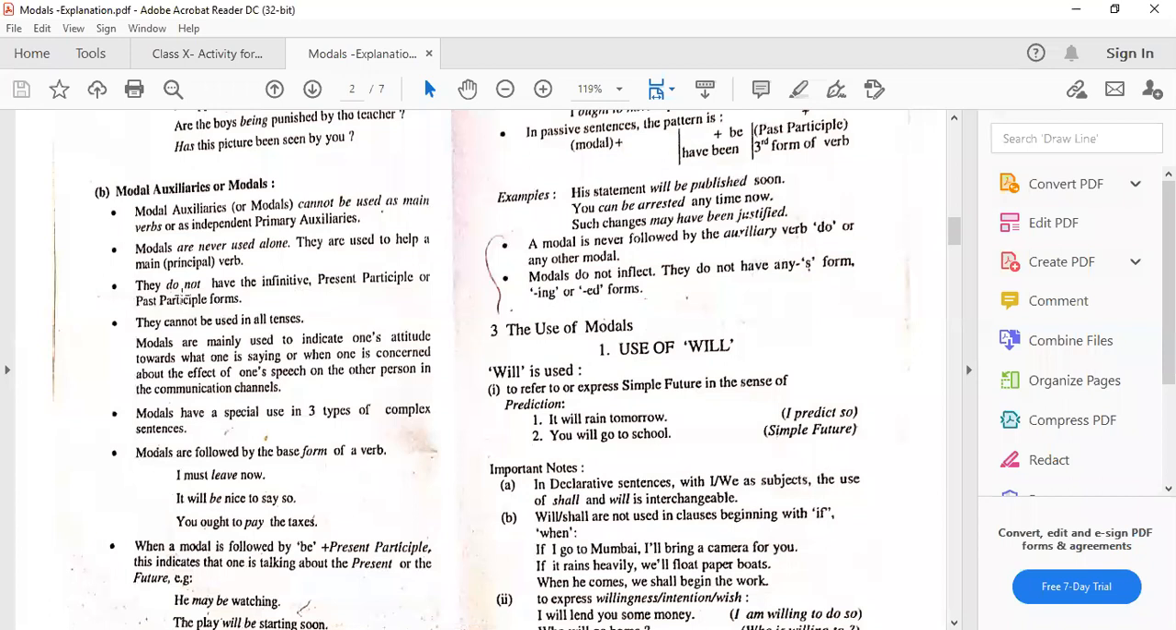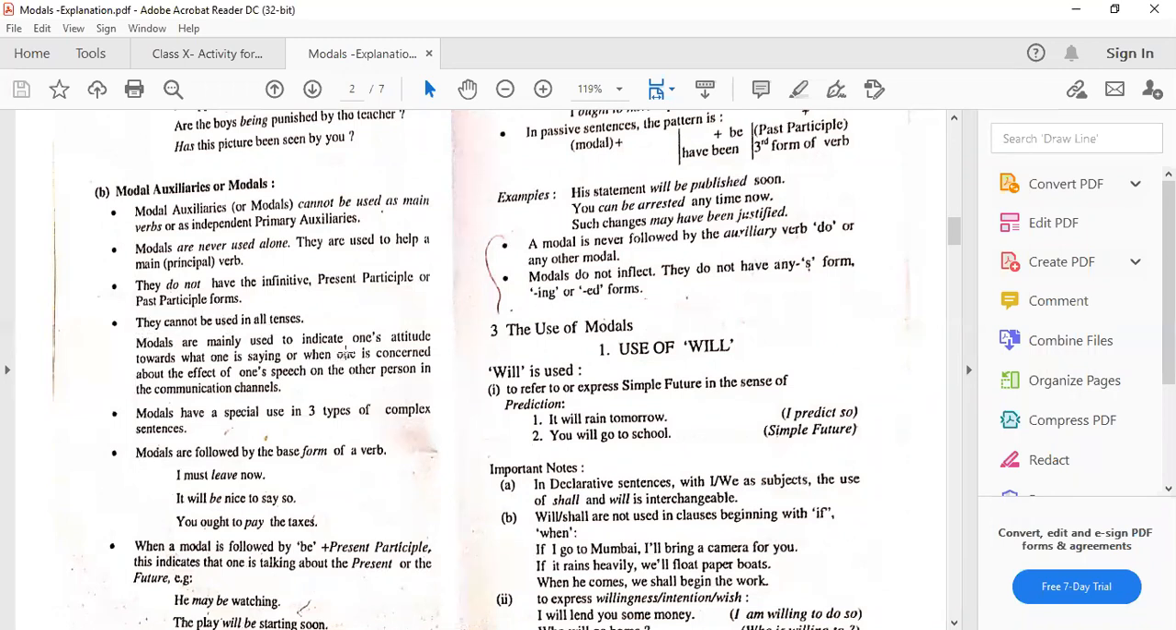The third point is that the modal verbs or the modal auxiliaries, they do not have any infinitive form. Infinitive form means 'to' plus first form, as we use. Present participle means first form with ing, and past participle means third form. They don't have infinitive, present participle and past participle form. Next, they cannot be used in all tenses. We cannot use the modal verbs in all tenses.